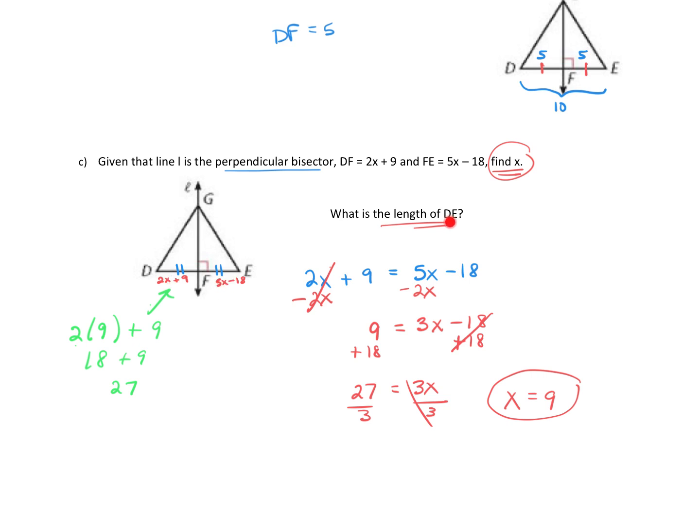Now I could plug the 9 in here as well and then add those two segments together to get DE. Or we might recognize or remember, oh yeah, these segments are congruent. So if DF is 27, then FE is also 27, which means that DE will be equal to 27 plus 27 to get the total length. And 27 plus 27 is 54.